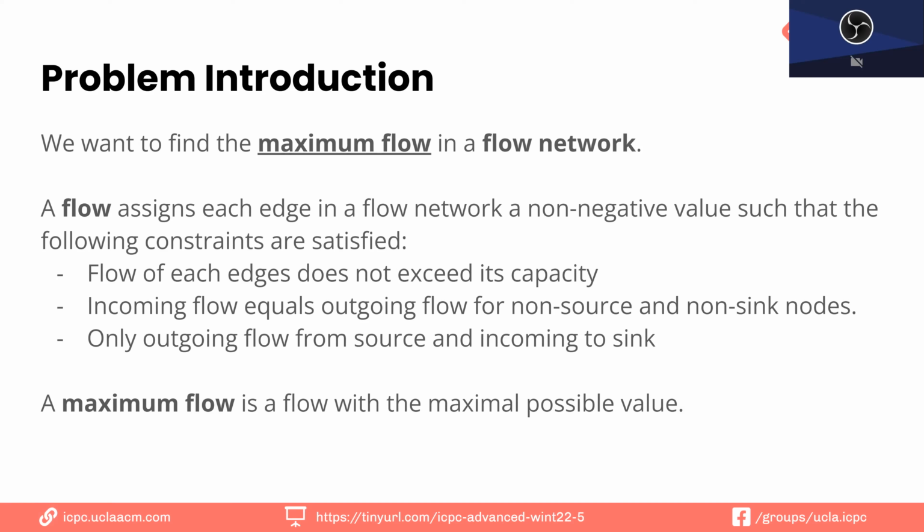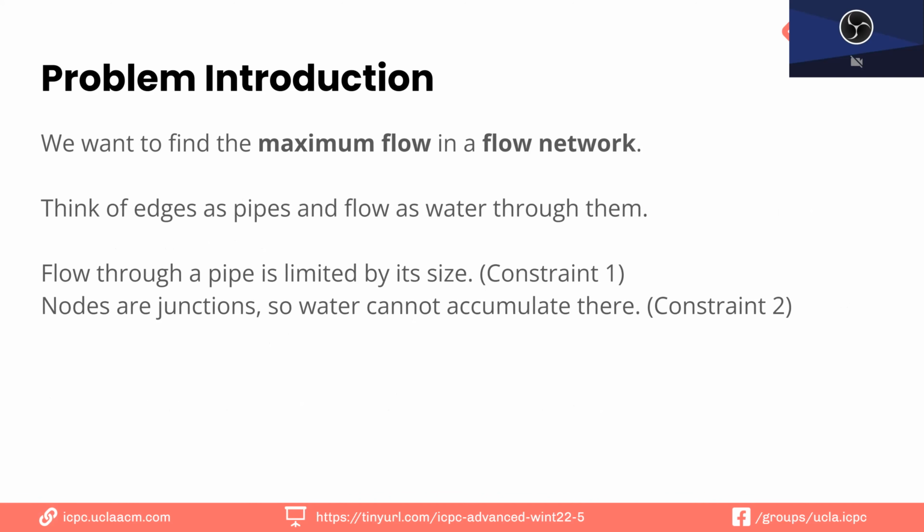The maximum flow is a flow with the maximal possible value, where the value of the flow is how much flow is leaving the source, or equivalently how much is entering the sink. So let's give an example.